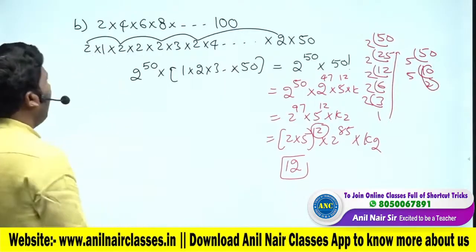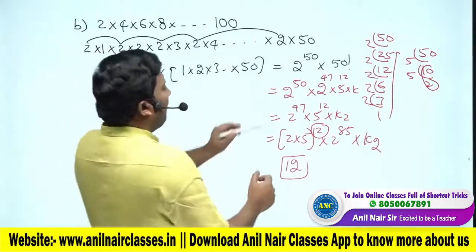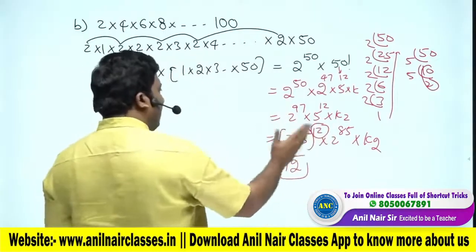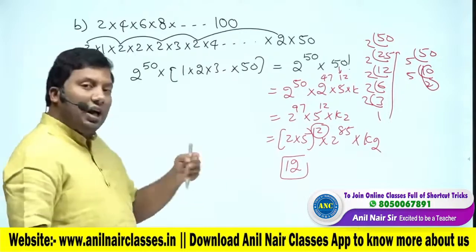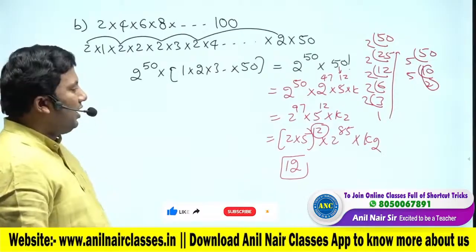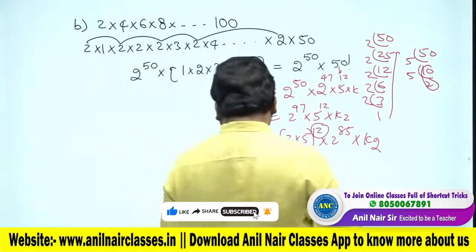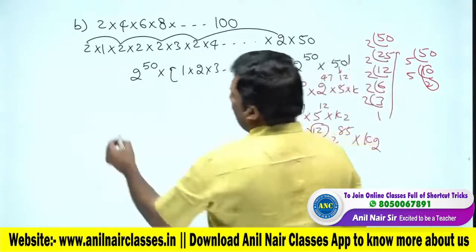I hope the idea is clear. It is 2 power 50 into 50 factorial. In 50 factorial, the highest power of 5 is 5 power 12, and 2 power 97. So 2 power 85 into 2 power 12 into 5 power 12. 10 power 1 will have 1 zero. 10 power 2 will have 2 zeros. 10 power 12 will have 12 zeros. One important note: for each and every question, I will write some important notes.